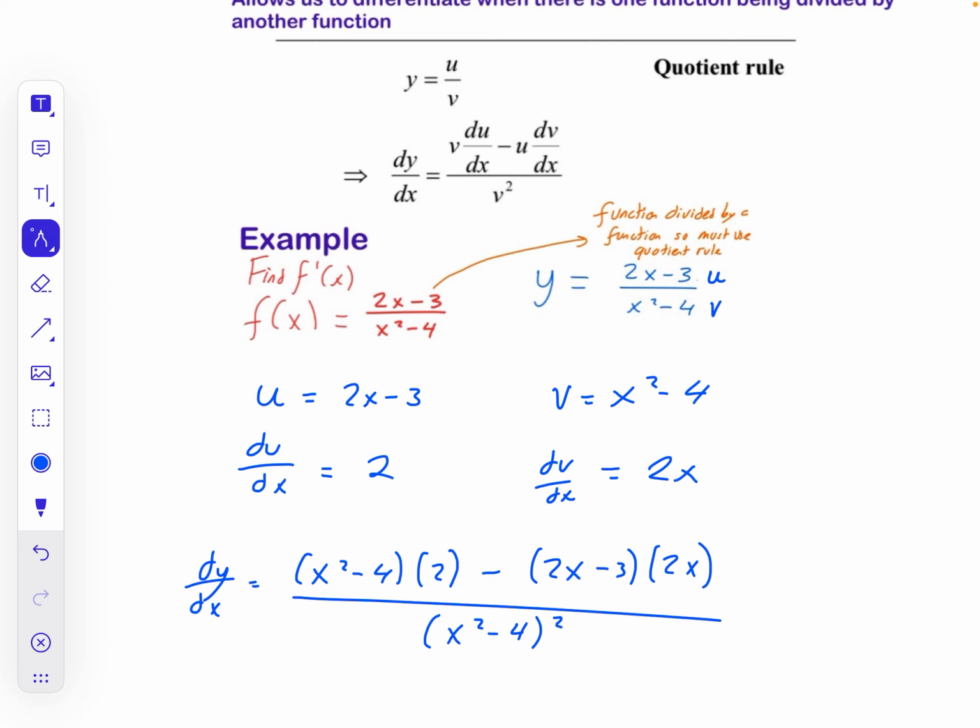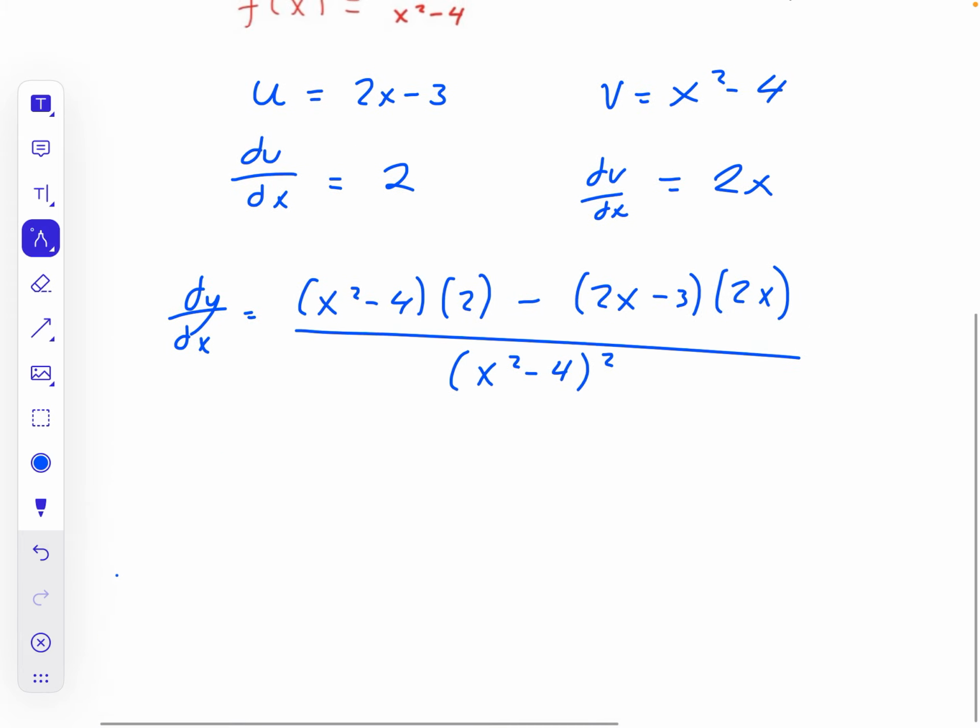And then all of that is divided by v squared, so it's going to be x squared minus 4 all to be squared. Okay, now we're going to tidy up the top. There's no need to tidy up the bottom. We're going to leave that alone. What you will find when you move into the exam questions, a lot of the time you'll be given a number to sub in for x anyway, or they might tell you what form they want it in. Okay, but we're just going to tidy up the top a little bit.